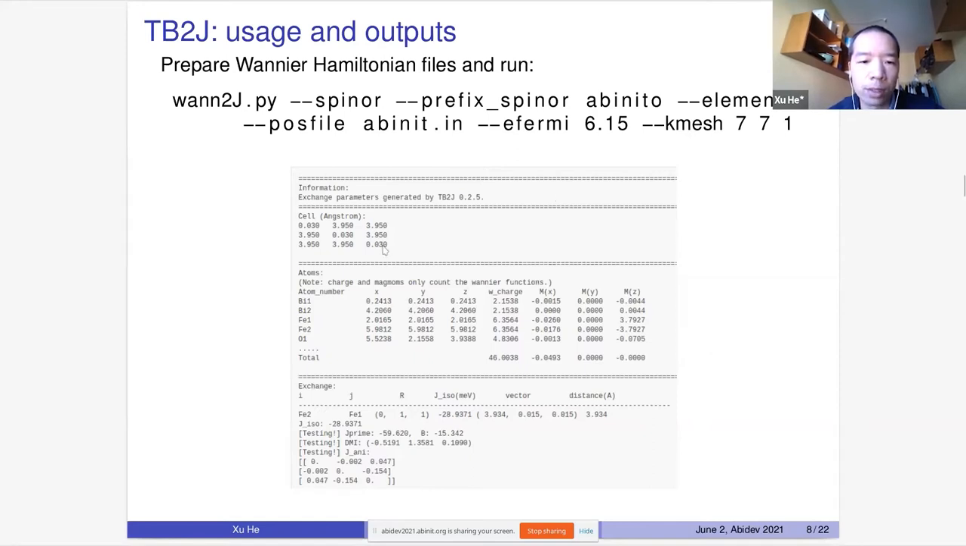Then we have an output here, which has the exchange parameters up to very long distances from only one or three DFT ground state calculations in a small unit cell. So it can be very fast compared with other methods like the total energy method.